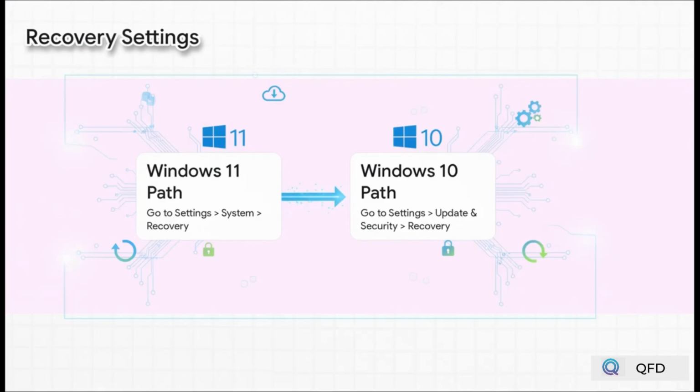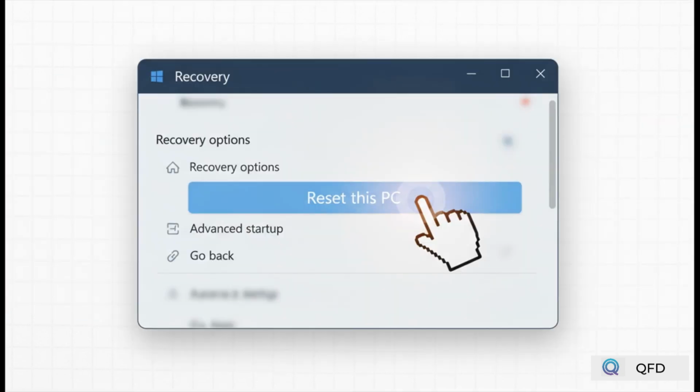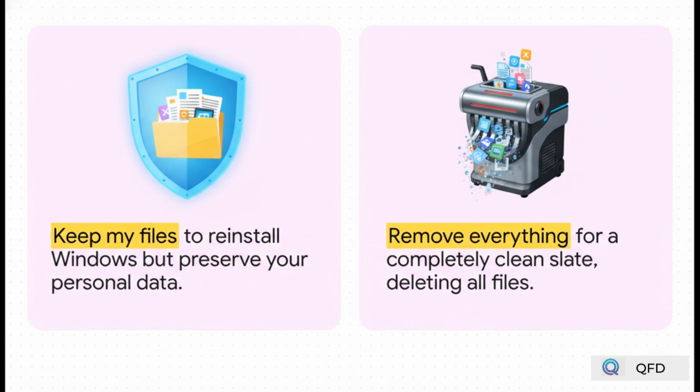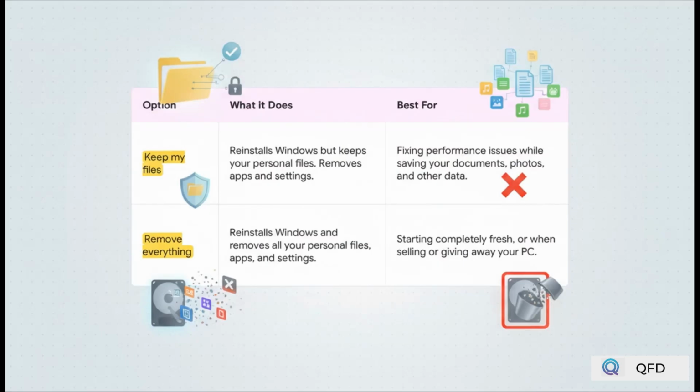Once you're on the recovery page, you're gonna look for the Reset This PC option. This kicks off the recovery tool, which will guide you through the whole thing. Okay, this is your first big decision: what to do with your personal data. Let's break it down. Basically, Keep My Files is a refresh. Remove Everything is a true factory reset.